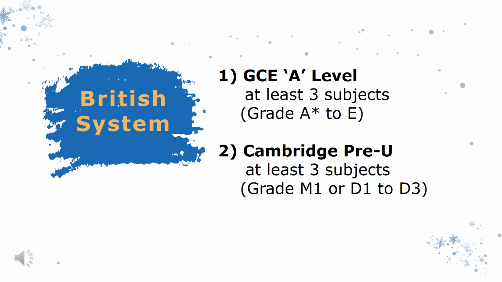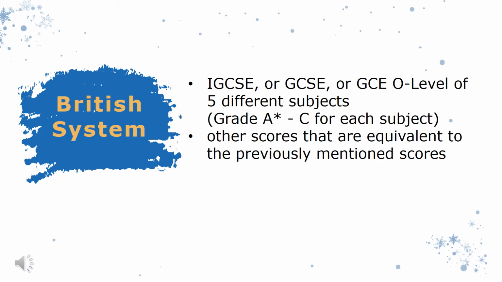First, for those who are in the British system, they have to submit the GCE A-level examination results of a minimum of 3 subjects, grade A* to E, or the Cambridge Pre-U results of a minimum of 3 subjects, grade M1 or D1 to D3. The applicants also have to submit the test scores of IGCSE, or GCSE, or GCE O-level of 5 different subjects, with grade A* to C for each subject, or other scores that are equivalent to the previously mentioned scores.